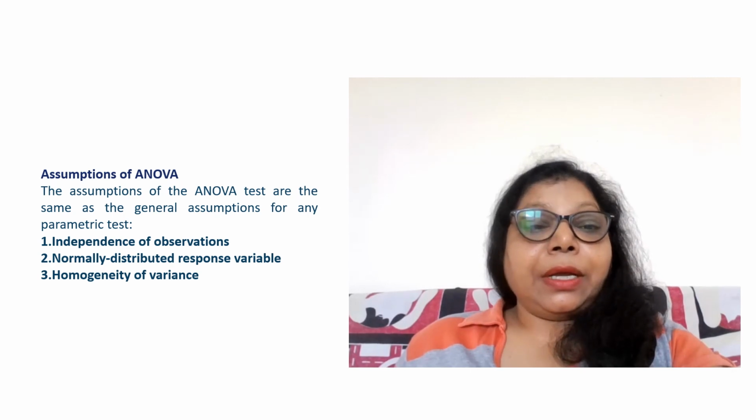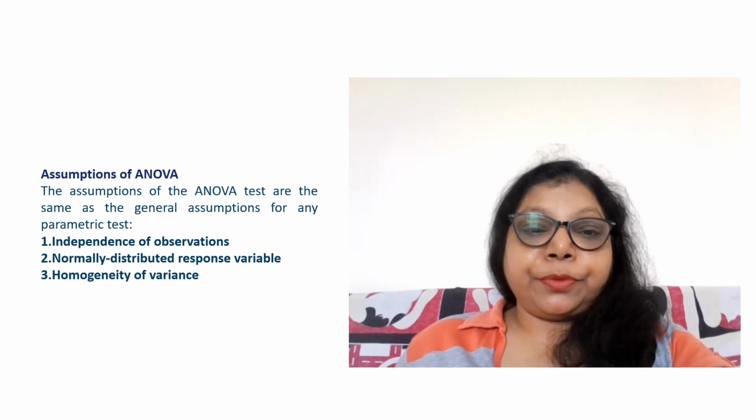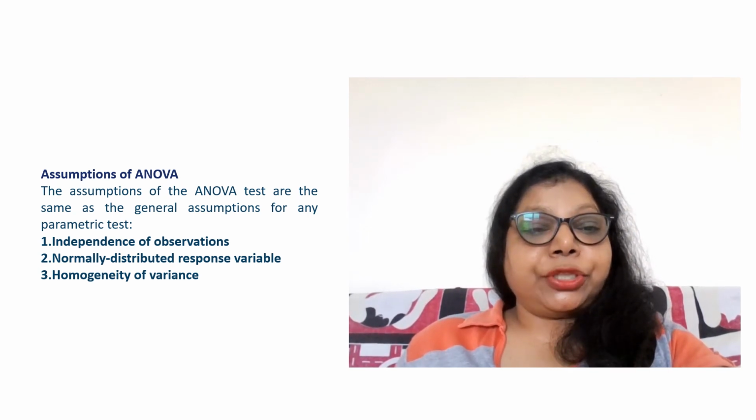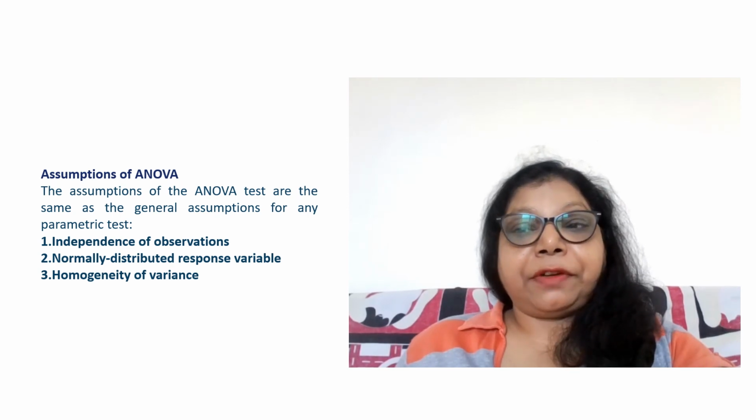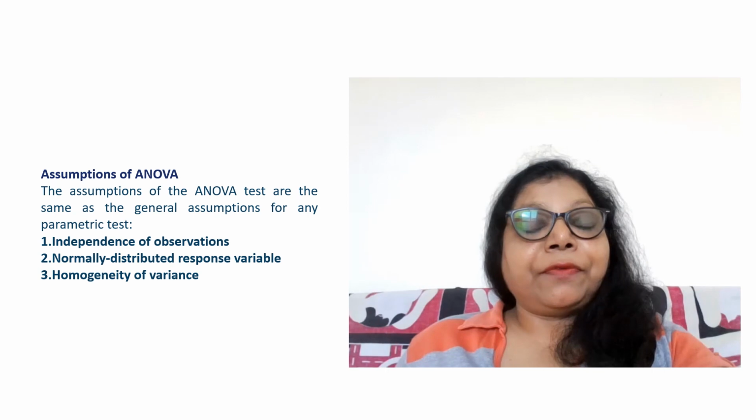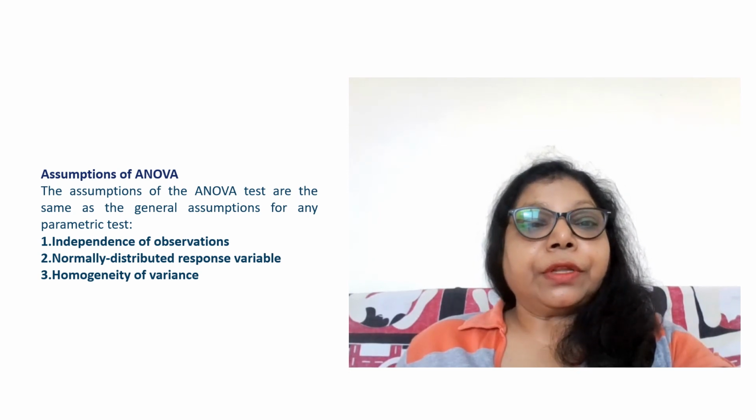The second assumption is a normally distributed response variable. The values of the dependent variable follow a normal distribution. The third assumption is homogeneity of variance. The variation within each group being compared is similar for every group. If the variances are different among the groups, then ANOVA probably isn't the right fit for the data. So first, we should test these assumptions. If these assumptions hold for our data set, then only should we proceed with the ANOVA test.